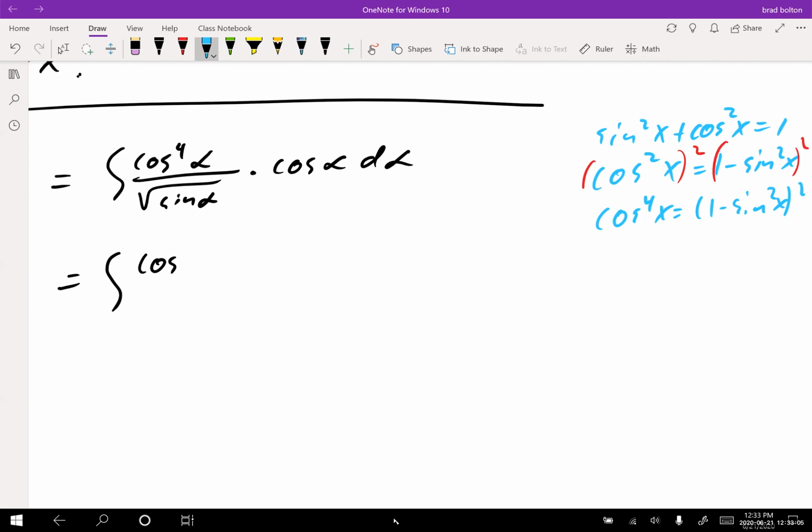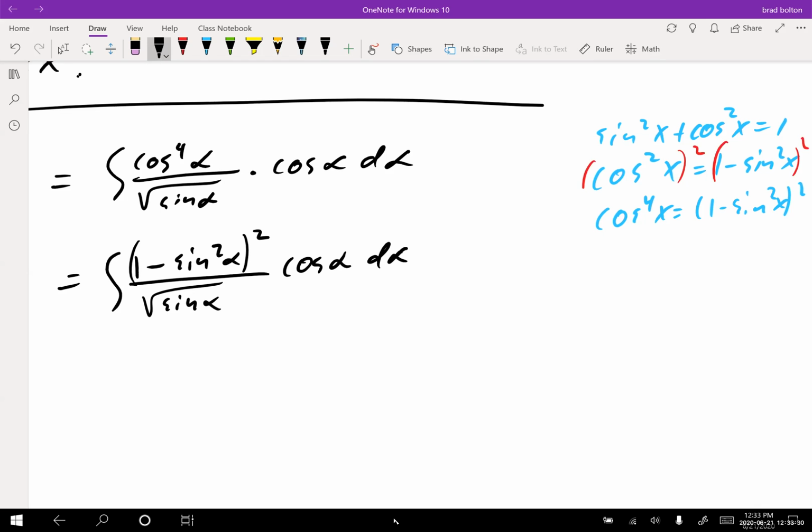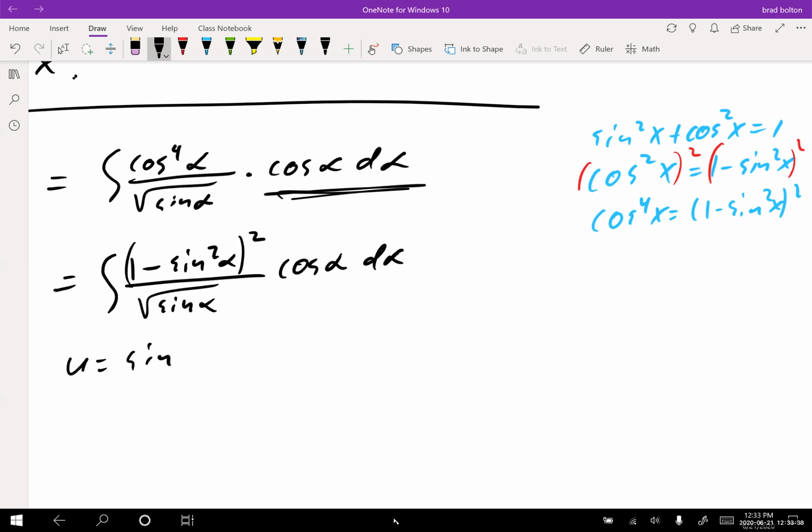So I'm going to rewrite my cosine to the 4th as 1 minus sine squared alpha squared, all over the square root of sine alpha, oops, cosine alpha d alpha. Now remember, we're purposely saving this guy for the du, so we just have to keep holding on to it. Now we're going to let u equal sine alpha. So then du is equal to cosine alpha d alpha.